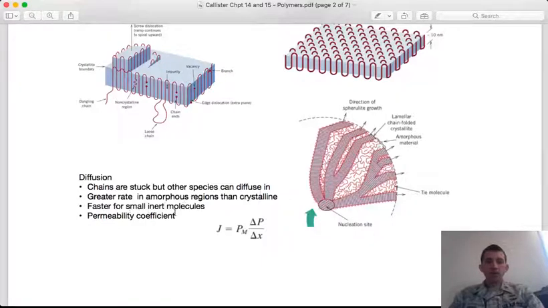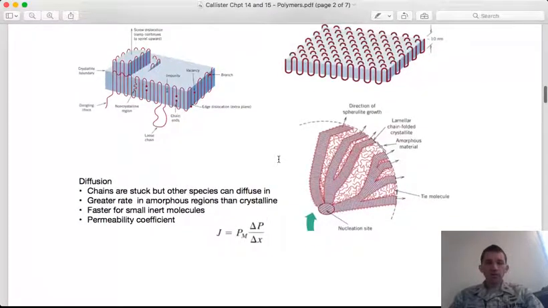And also if they're inert. So if you have a highly polar molecule, chances are good that it could be attracted to one part of the polymer structure, say a side group with a polar bond in it or something, in which case that attraction is going to slow down that diffusion, right? But if it's inert, then it's not going to be attracted to any part of the polymer structure and is going to move through it more rapidly.